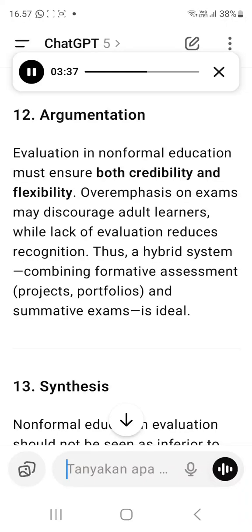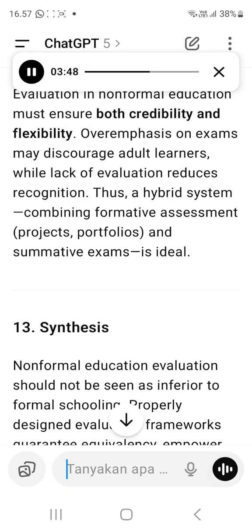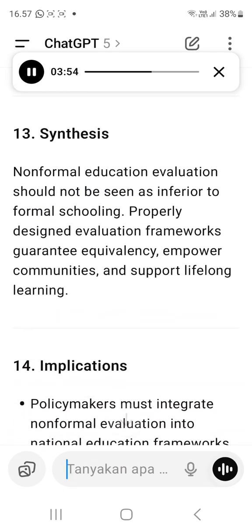12. Argumentation. Evaluation in non-formal education must ensure both credibility and flexibility. Overemphasis on exams may discourage adult learners, while lack of evaluation reduces recognition. Thus, a hybrid system, combining formative assessment projects, portfolios, and summative exams, is ideal.